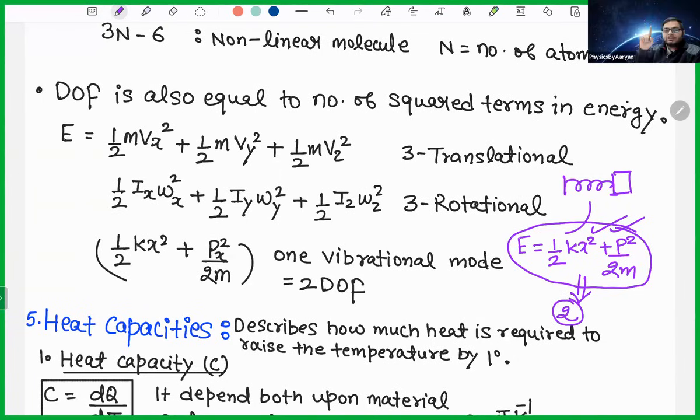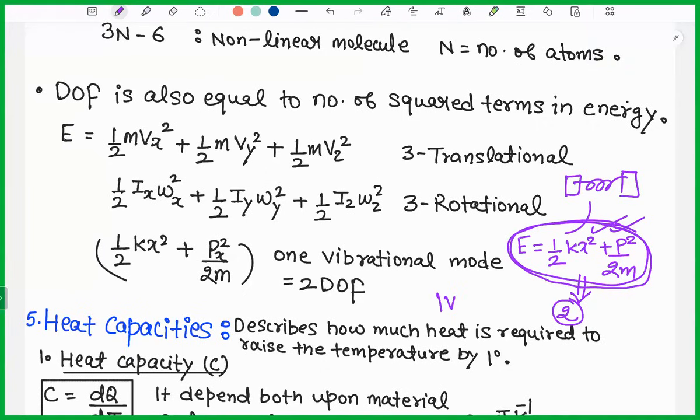So if you activate one vibration, this is just one vibration because this is only happening along the x-axis. One vibration gives you two square terms. That is why one vibrational mode gives you 2 degrees of freedom. Okay, so I hope everything is clear till this point. Any doubt till this point?